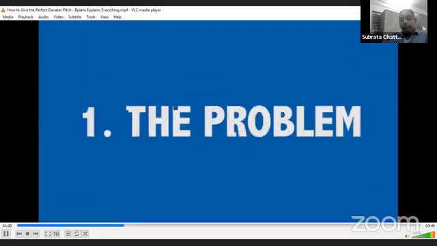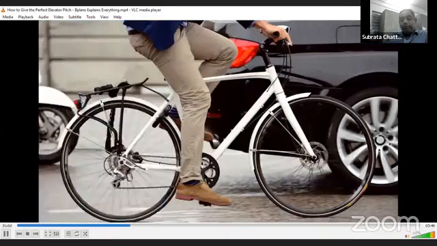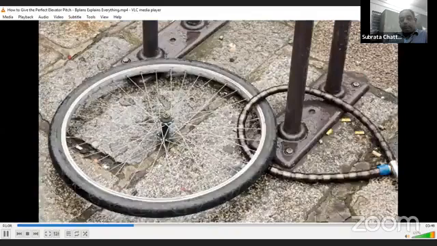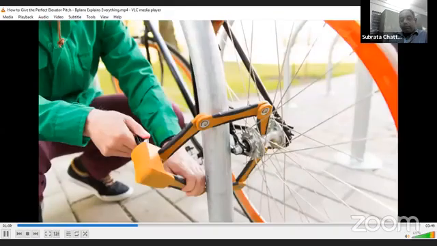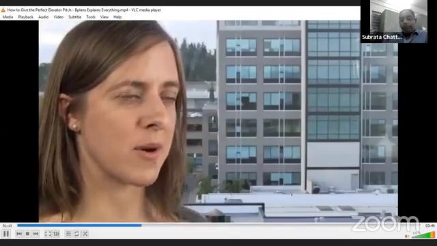First, we need to cover the problem. Are bicycle sales skyrocketing or bicycle thefts? Then you might have found a problem worth fixing. And that leads us to the next part of your pitch.